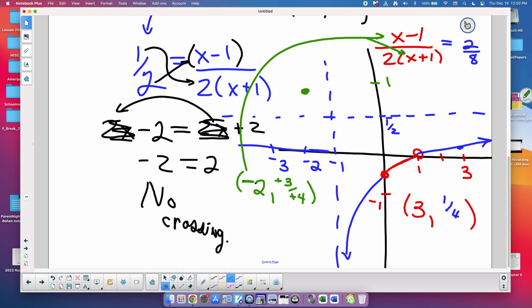Okay. Just to make sure I'm in the right quadrant, let's just try negative 3. Okay, help me out. Negative 3 goes in here. What do you get on top? Negative 3 minus 1 is negative 4. Okay, 2 times negative 3 plus 1 is negative 2. Negative 2 times 2 is negative 4. What are we getting? Anyway, did I do something wrong? Yeah, that's 2, not 4.